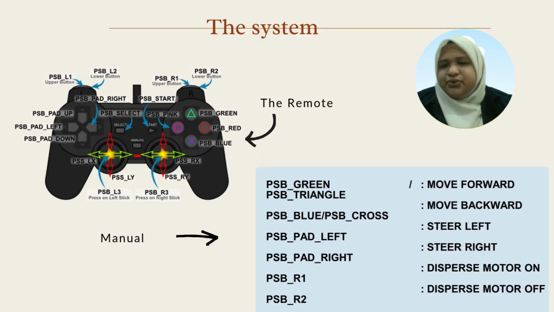Here we would like to show you how the system works via PS2 controller. We have set commands from the Arduino to the remote, instructions of, as an example, move forward, move backward, steer left, steer right, and disperse. We can navigate the robot using this PS2 controller.